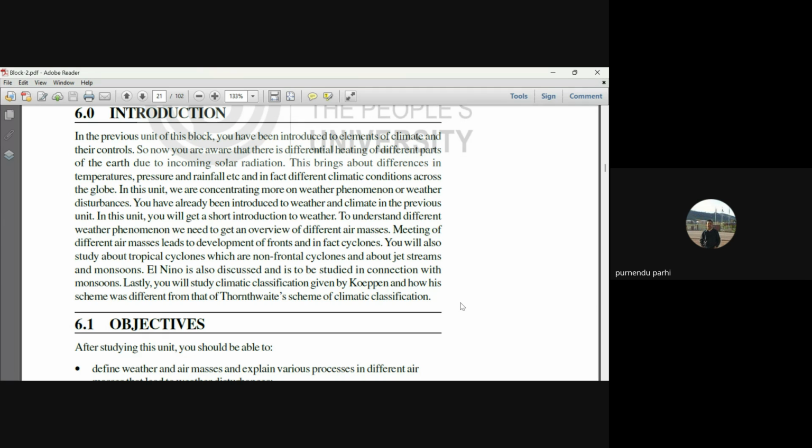disturbances. You have already been introduced to weather and climate in the previous unit. In this unit, you will get a short introduction to weather. To understand different weather phenomena, we need to get an overview of different air masses. Meeting of the different air masses leads to development of fronts and in fact cyclones. You will also study about tropical cyclones, which are non-frontal cyclones, and about jet streams and monsoons.